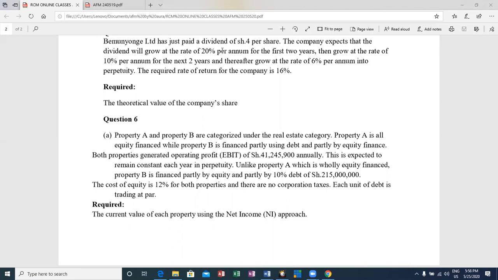Unlike property A, which is wholly equity financed, property B is financed partly by equity and partly by 10% debt of 215 million, quite a massive project. The cost of equity is 12% for both properties, and there are no corporation taxes. Each unit of debt is trading at par. Required: the current value of each property using the net income approach.